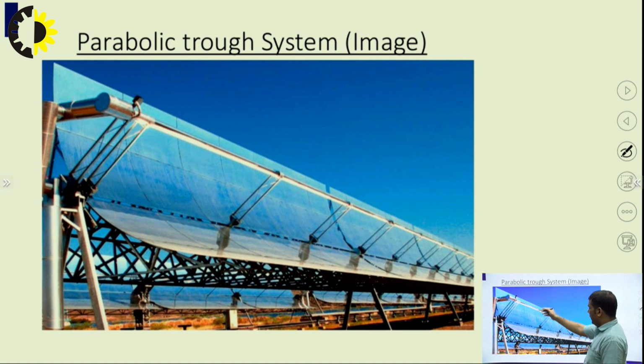This is the pictorial representation of the parabolic trough system, the exact image. You can see here, these are mirrors.